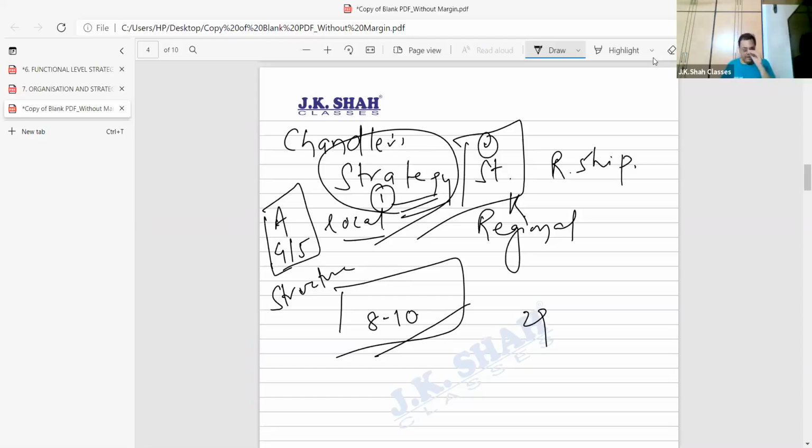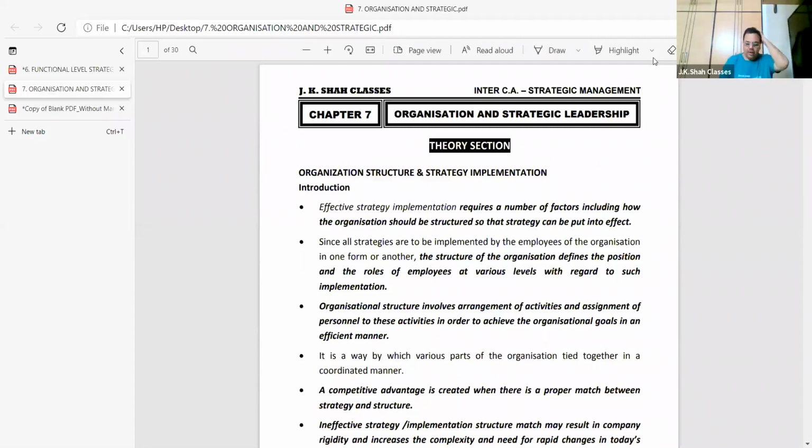Many a times strategy is there, structure is not there. We start, suppose, taking online lectures, and then the day when the online lecture is to be taken, Wi-Fi is not available. Then what will we do? So be very clear, when you think of strategy, change the strategy, change the structure. The structure follows strategy. And I'll just show this part. See, name of the chapter: organization and strategic leadership.